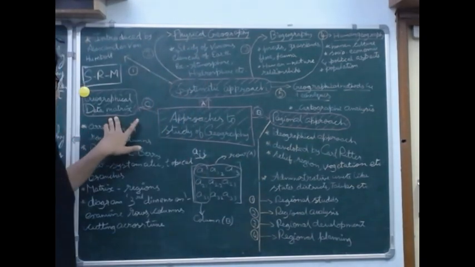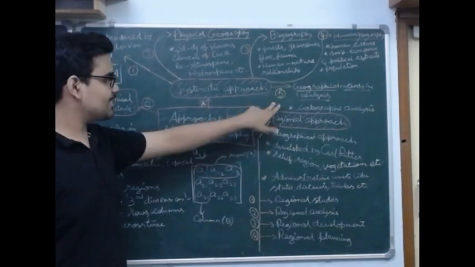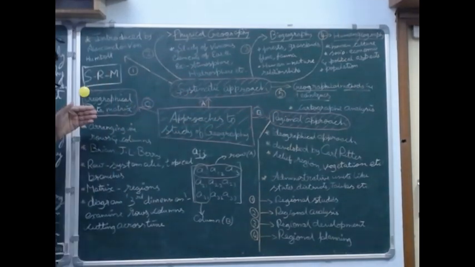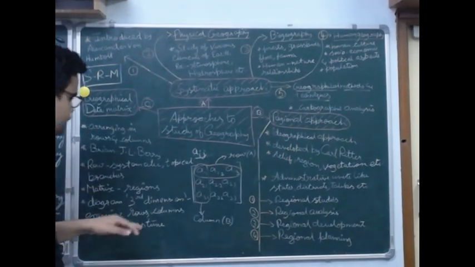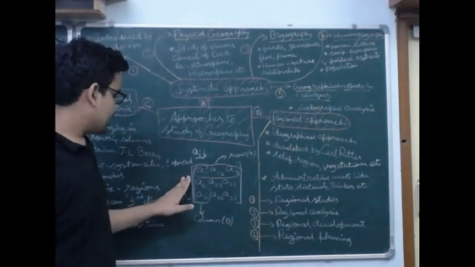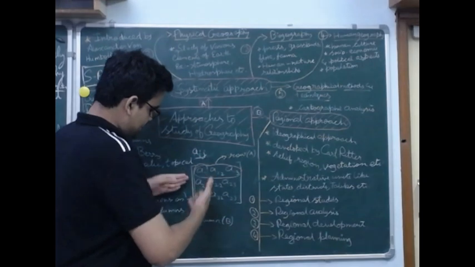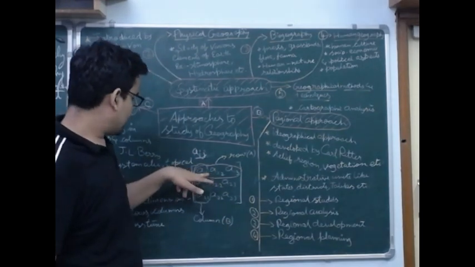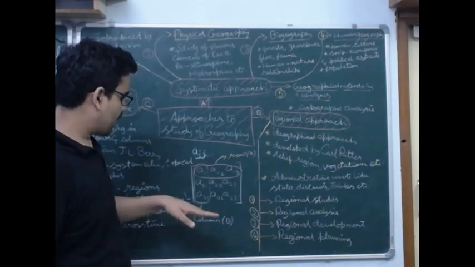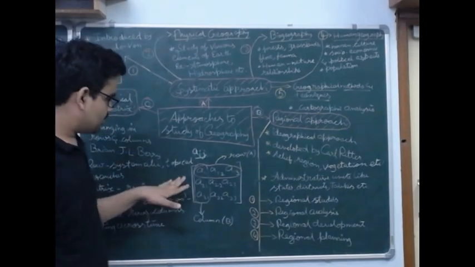The last one is the geographical data matrix. It is nothing but the combination of A, the systematic approach, and B, the regional matrix. Before going into this topic, we will see the basics of a matrix. A matrix is nothing but elements arranged in rows and columns. Here A11, A12, A13 is a row.